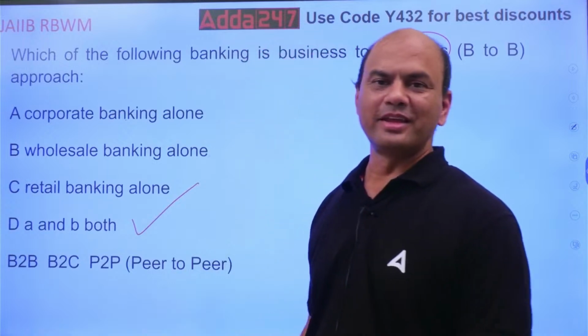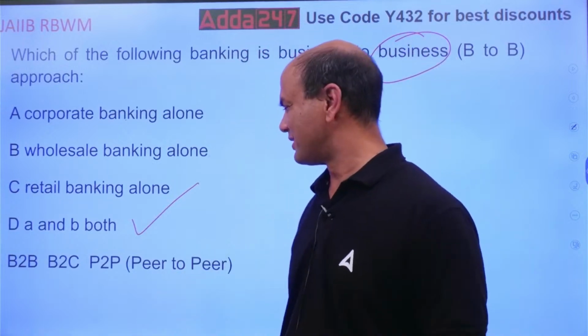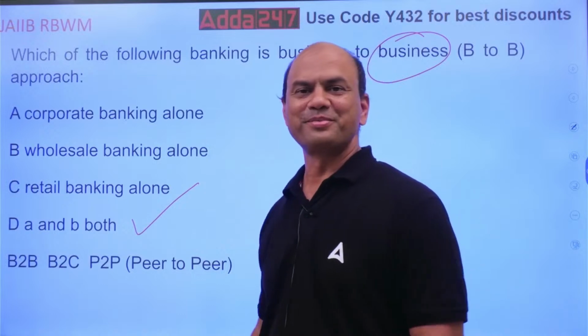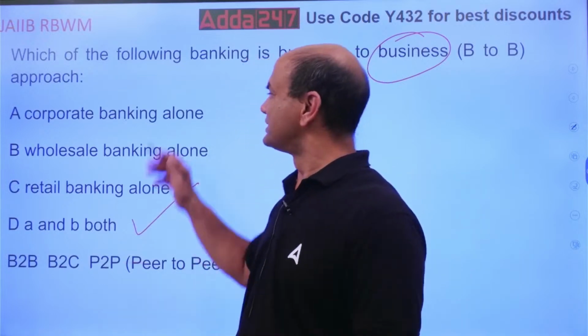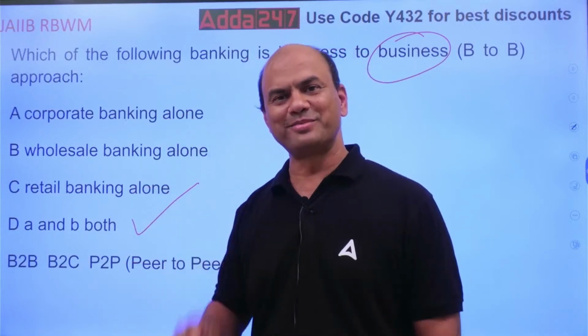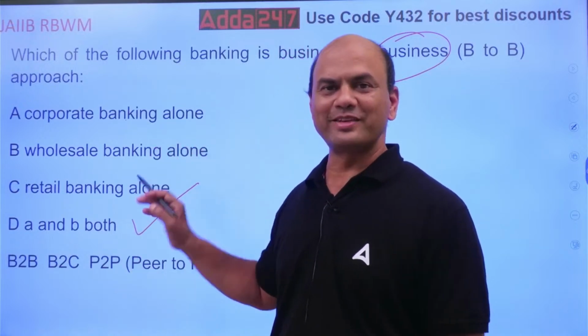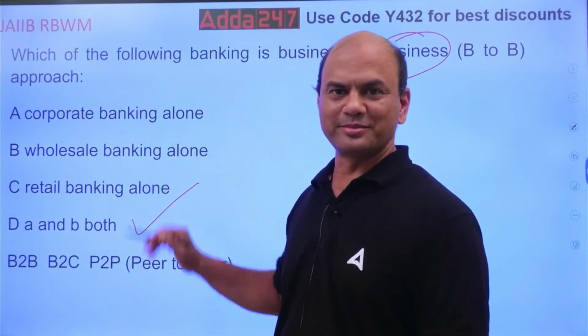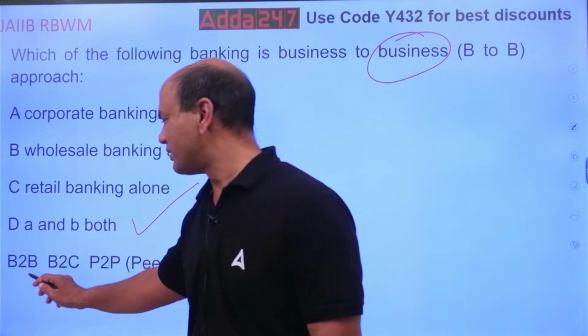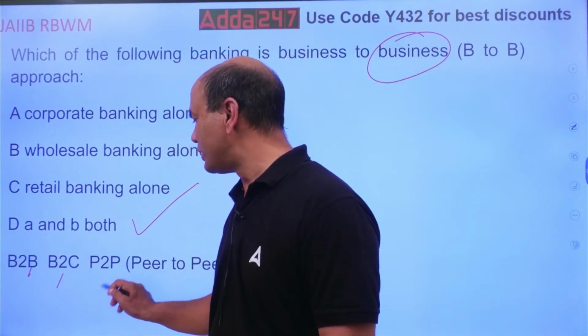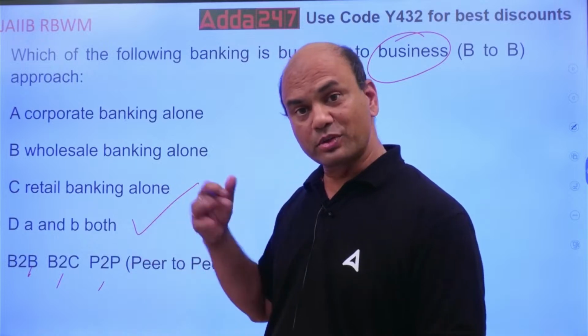A and B both. Actually, they are not both. They are only one. Wholesale banking and corporate banking are same. Only two names are given, that's why it's given A and B. Otherwise, they are same. See the approaches, B2B, B2C and P2P. This P2P is totally different now.